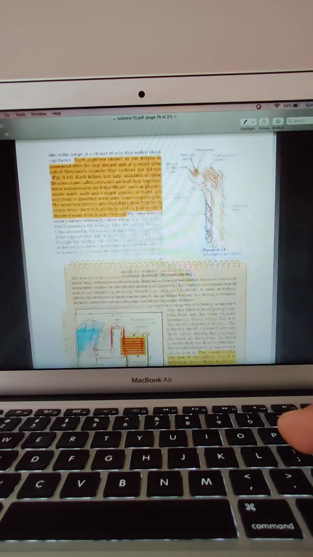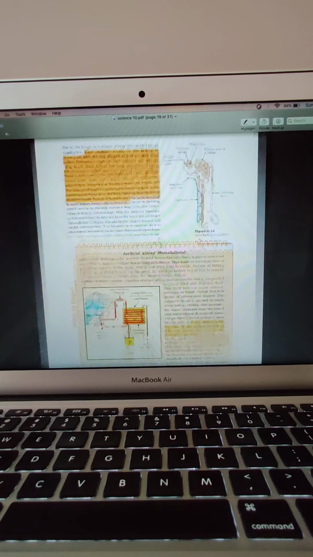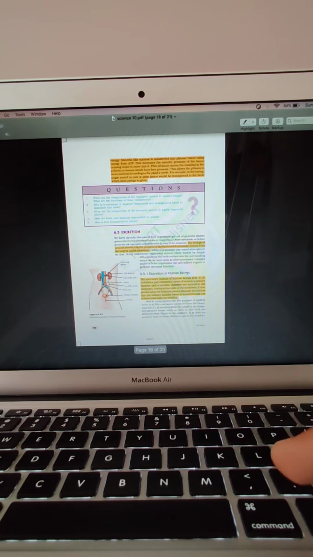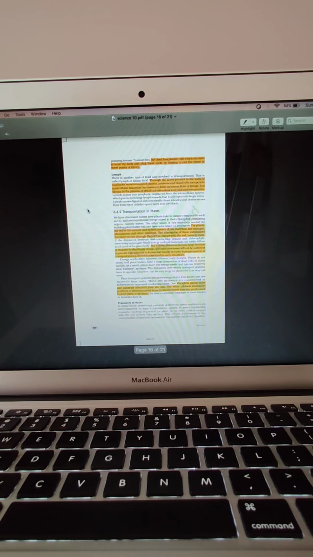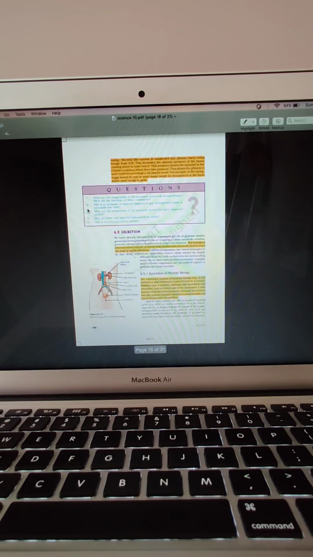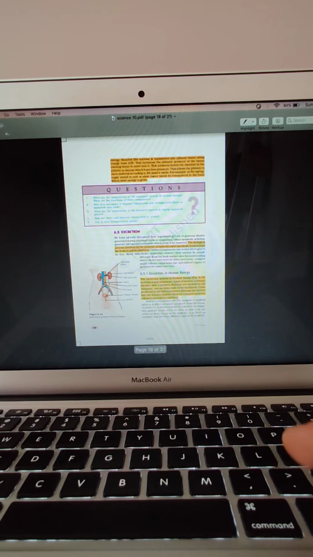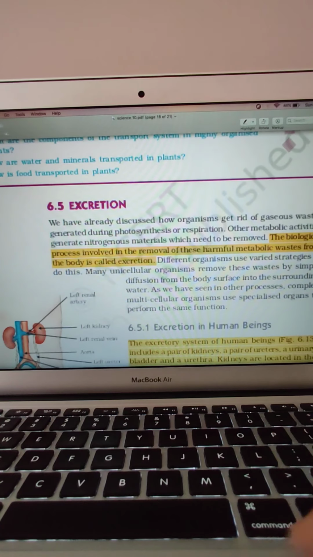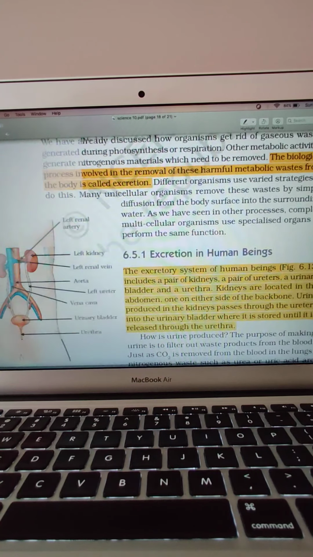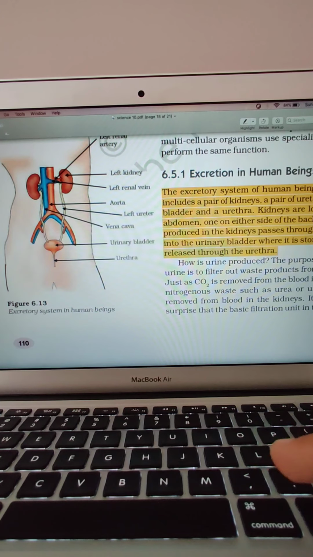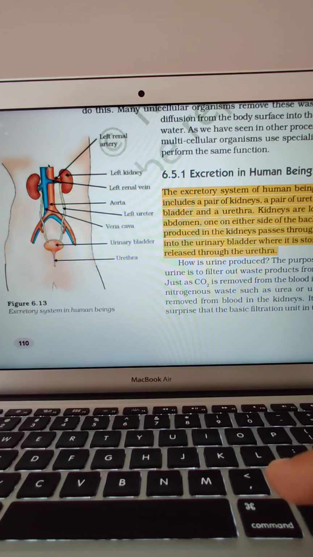So coming back again to the previous one, when I talk about the urinary structure, you can see here that this is the kidney. So this is the structure of the human excretory system. The blood is brought by the renal artery into the left kidney, and this renal artery divides into right and left, which brings the blood to both the kidneys.